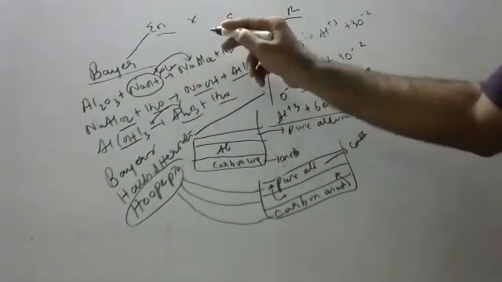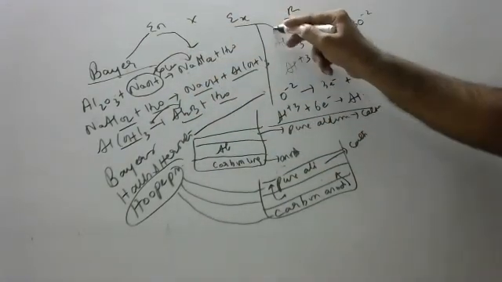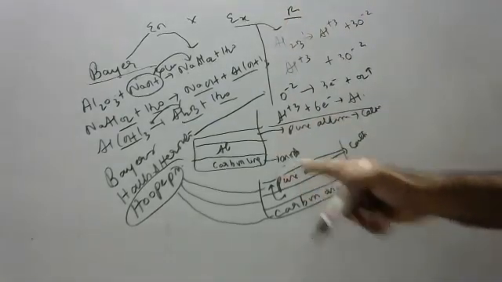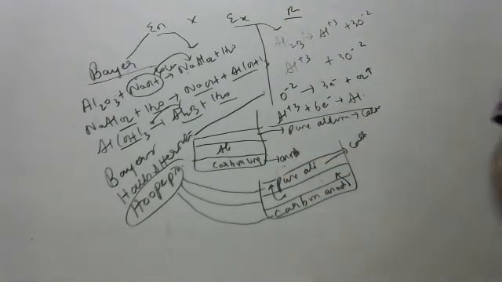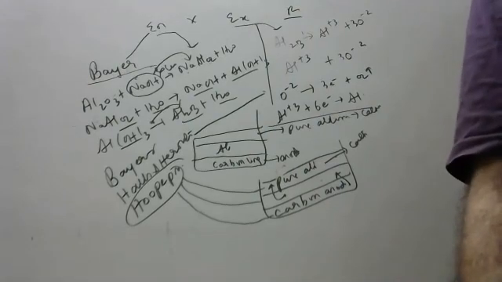This process is called leaching. This is called enrichment, this is called extraction, this is called refinement. Don't forget, children. That's it. Okay, and if anyone has any doubt, you ask me.